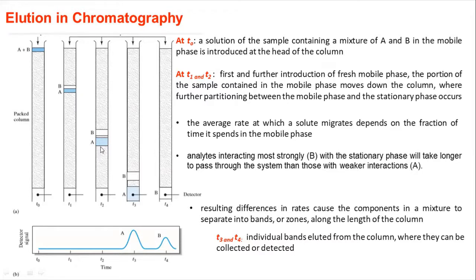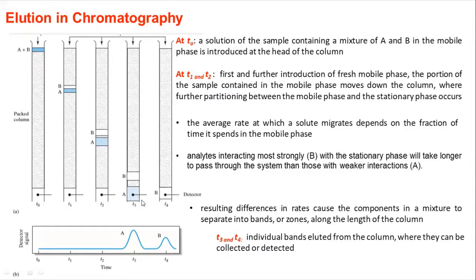So the resulting difference in rates cause the components in a mixture to separate into bands or zones along the length of the column. So meaning si B, which is ga-interact siya more sa stationary phase, mas dugay gid siya mogawas kaysa si A nga mas weaker iyahang interaction with the stationary phase inside the column. So kanang difference nila sa ilang rate sa paggawas sa column, mao na dayon na siya ang ginadetect.